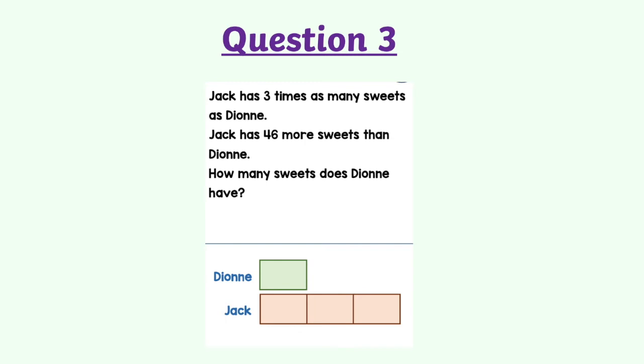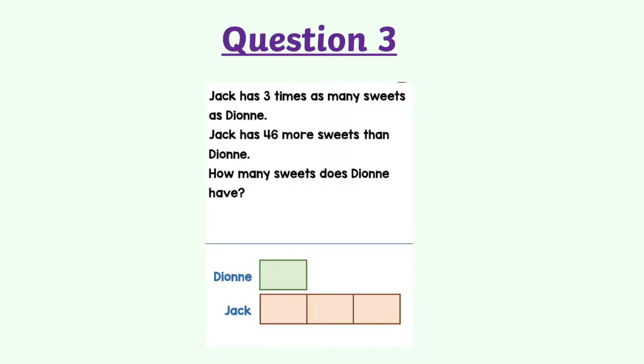Let's have a look at question 3 then. This one is a little bit more tricky. You've got to really think about this and use this bar model that's already been drawn for you to help you. Jack has 3 times as many sweets as Dion. Look, you can see that there. There's Dion's and Jack has got 3 times as many. Jack has 46 more sweets than Dion. How many sweets does Dion have? So have a look at this bar model. You can see that Jack has got 3 times as many, and we know that this is 46 more than Dion. Think about how you can use that bar model to help you solve this problem. Click pause and click play when you're done.